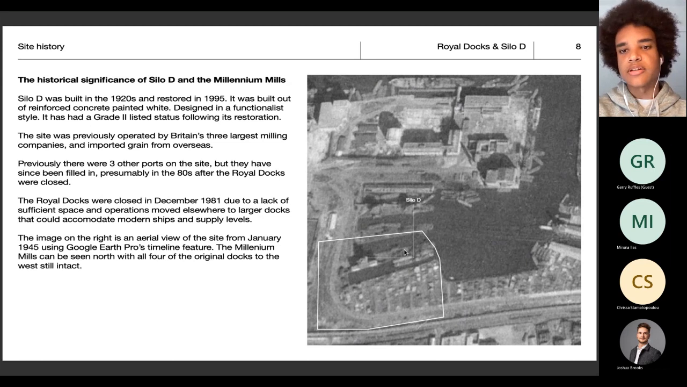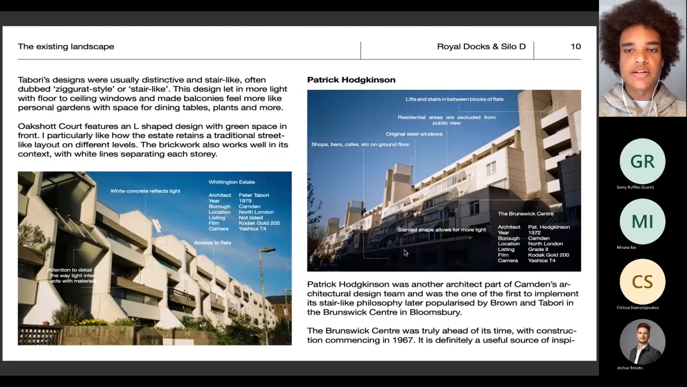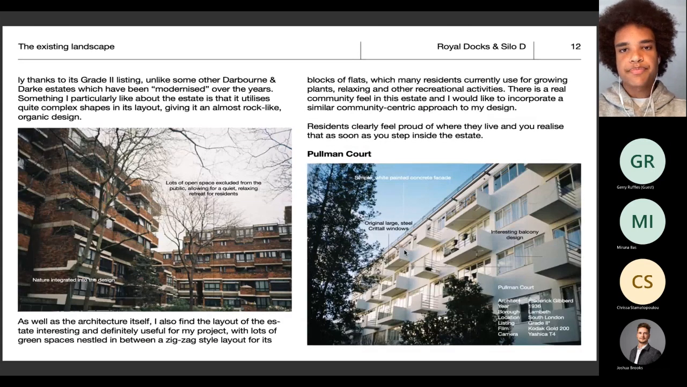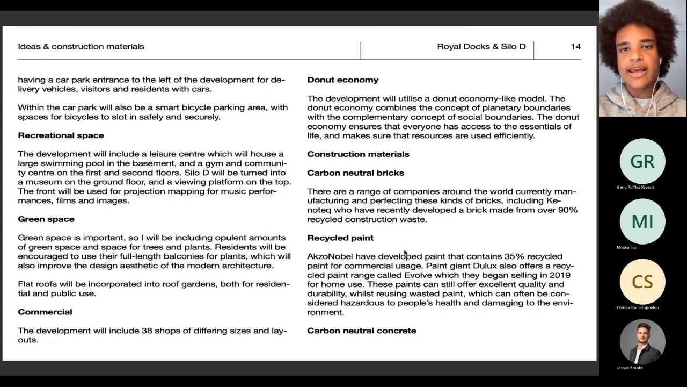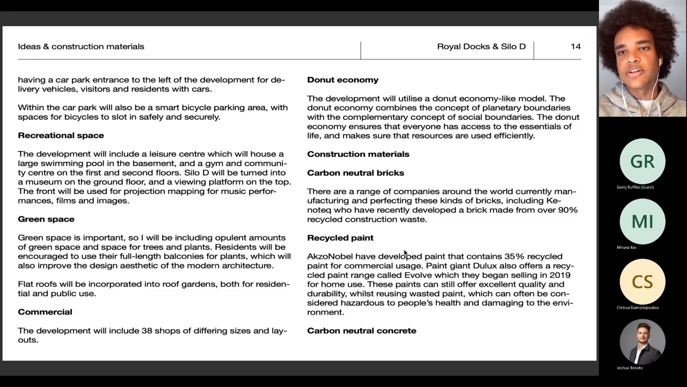So from there, I took in information on the historical significance and the surrounding amenities and things like that. Then I went through exploring different housing schemes around the city, identifying what the positives and negatives of them were. And then also looking into construction materiality, how it would be constructed, looking into the donut economy and funding for the projects and things like that.